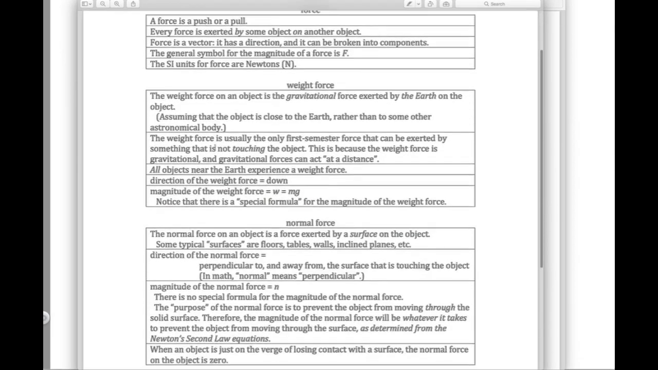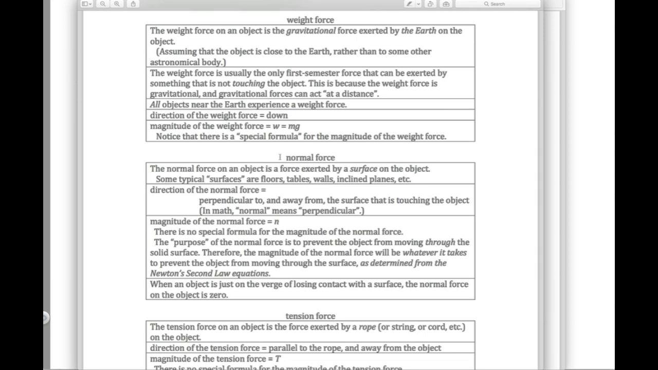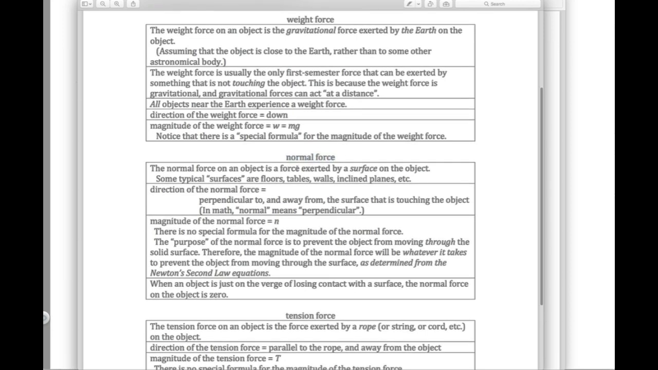Going back to our forces handout, here's the key facts that you need to know about the normal force. The normal force on an object is a force exerted by a surface on an object. Now, what is a surface? I don't think I'll try to give you a technical definition of a surface, but I hope you can recognize a surface when you see it in the problem. Some typical surfaces. In this problem, we're using the table as a surface, but I hope that you can see that a floor or a wall or an inclined plane could also be considered a surface that is touching the object.